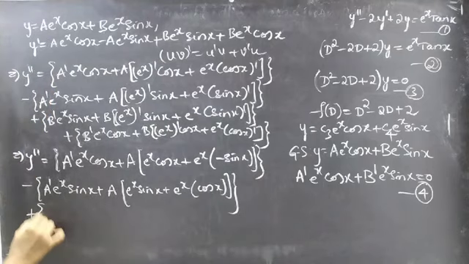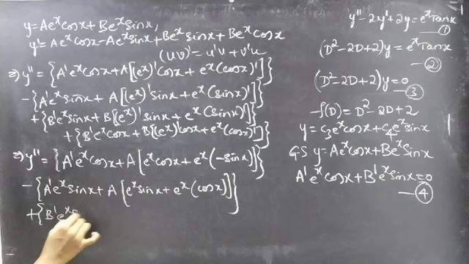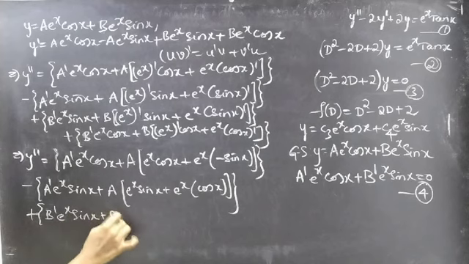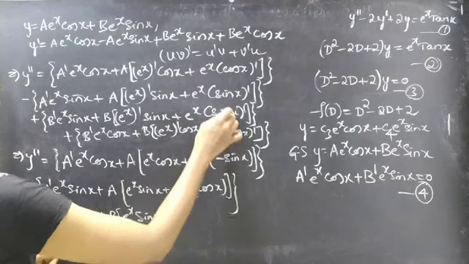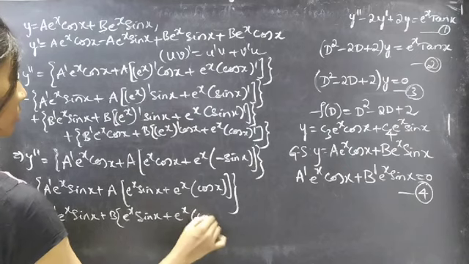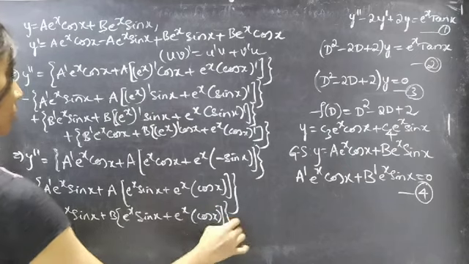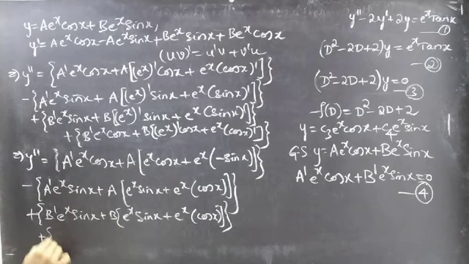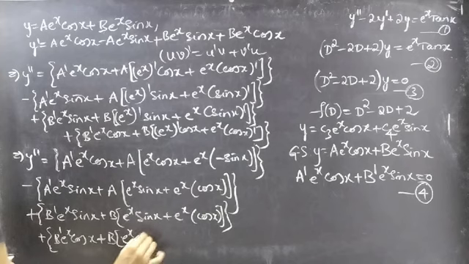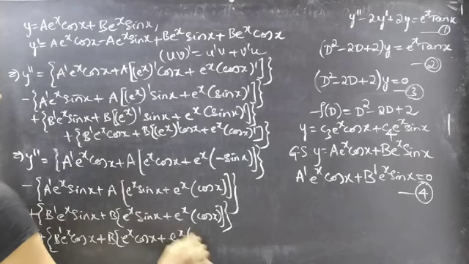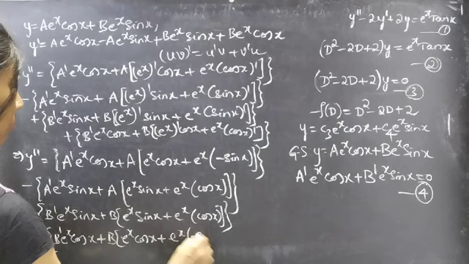Plus b' e^x sin x plus b times the derivative of e^x with respect to x, which is e^x sin x, plus e^x into the derivative of sin x with respect to x, which is cos x, plus b' e^x cos x plus b times the derivative of e^x with respect to x, which is e^x cos x, plus e^x into the derivative of cos x with respect to x, which is minus sin x.